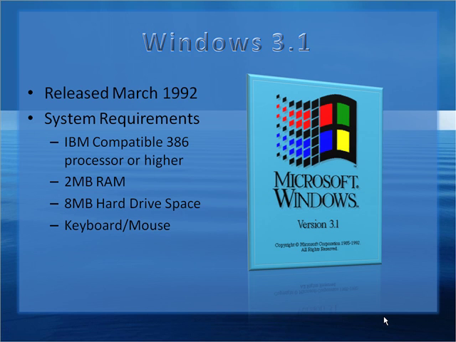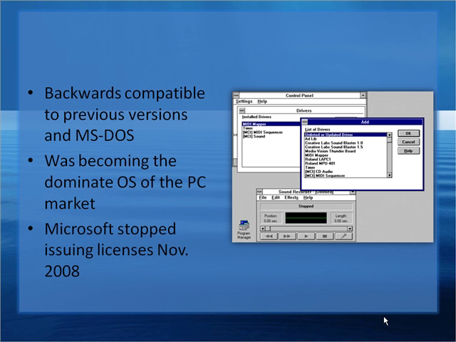Now we see Windows 3.1. This was released in 1992. You now needed an IBM PC 386 processor or higher, 2 MB of RAM, 8 MB of hard drive space, and a keyboard and a mouse. It starts looking more and more like the Windows as we know it today. It was backwards compatible to previous versions of Windows and MS-DOS. It was becoming the dominant OS of the PC market. I found an interesting fact: Microsoft just stopped releasing licenses for it until this past November 2008.